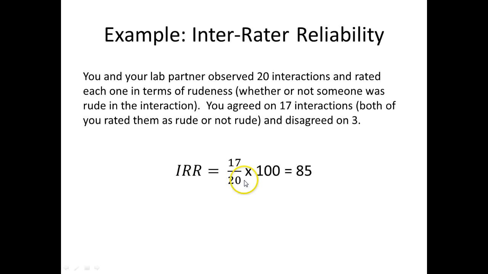Well, you had 20 interactions altogether. You agreed on 17, so that's 17 divided by 20, multiplied by 100, and your reliability is 85. This represents the end of this lecture.